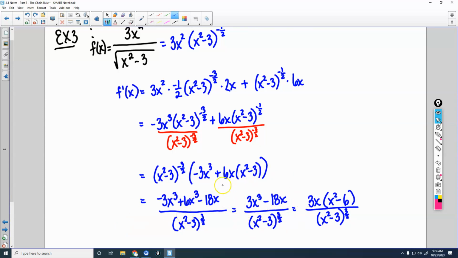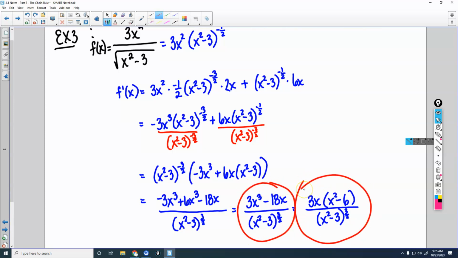Now, as far as how you leave it, whether you leave it like this, whether you factor out that 3x, that's not really important, although don't put a 9 right there like I did because that's wrong. You might have even changed that denominator back to a root. That's perfectly fine. So once you get to this point, if you have this as your answer or some variation of that, it should be fine.